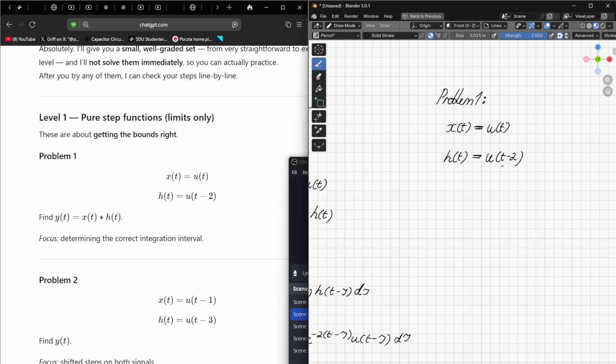And then it says find y(t) equals x(t) convolution h(t). And also with convolutions, it doesn't matter the order here. It could be h(t) convolution x(t), it doesn't matter because they're going in opposite directions. You can look at it either way, it's still going to be the same. So I'll just write this: star h(t).